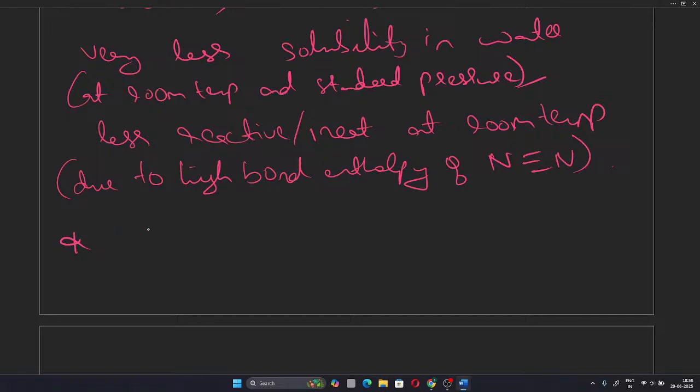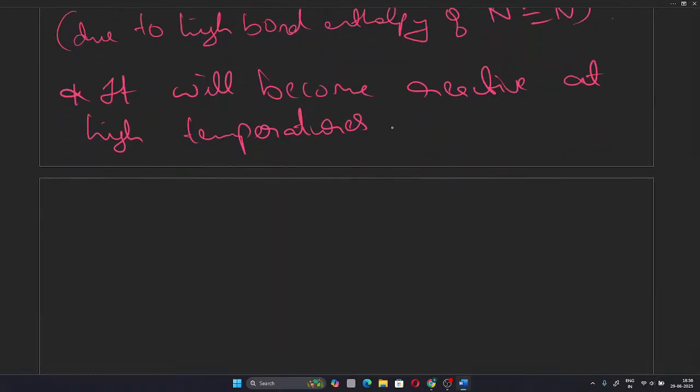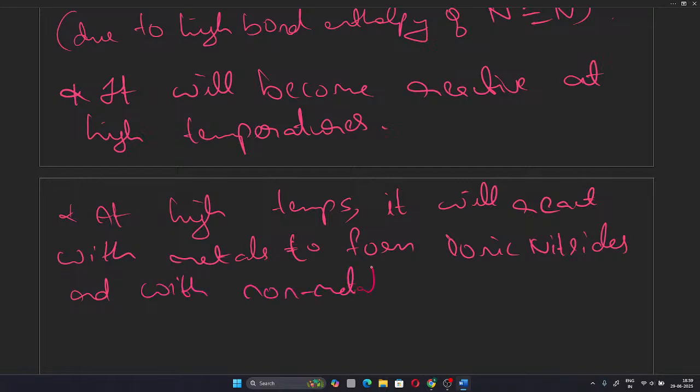Higher, it will become reactive at high temperatures. At high temperatures, it will react with metals to form ionic nitrides and with non-metals to form covalent nitrides.